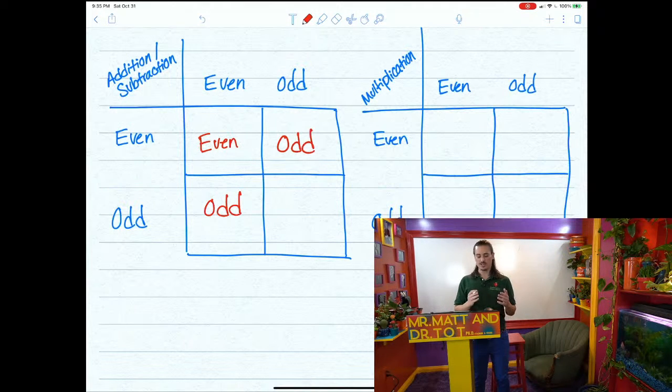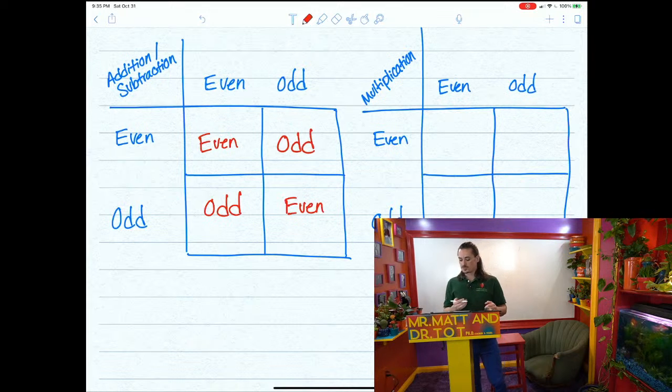So if you have two evens together, you know it's going to be an even. If you have an odd and an even, it's going to be an odd. If you have an odd and an odd, it's going to turn into an even. With multiplication, it's just a little bit different.